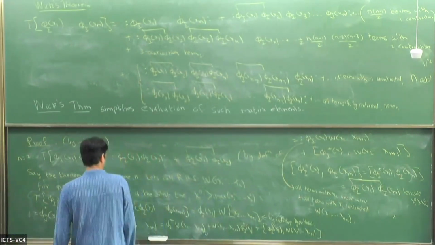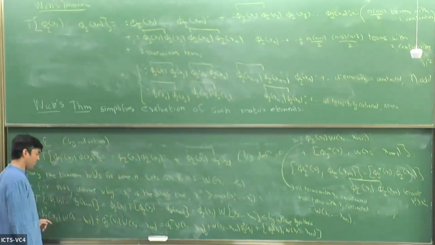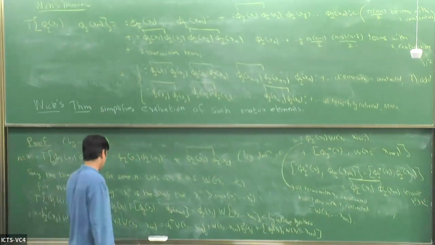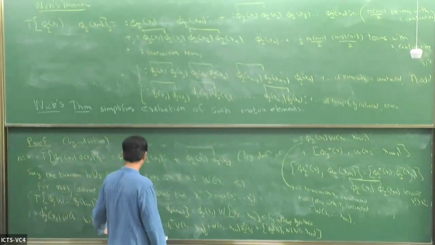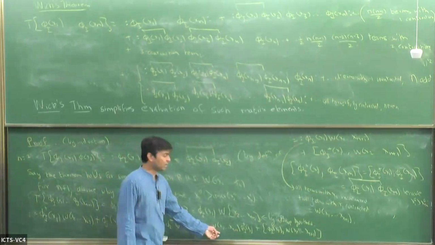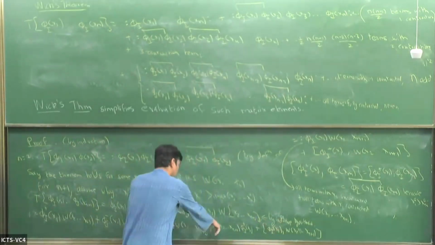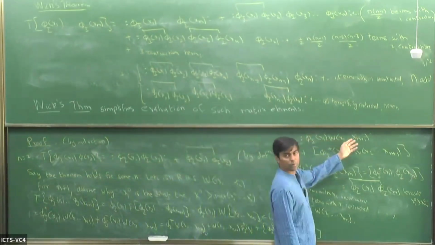Then I said, you could have written out phi I of x1 as the positive frequency part plus the negative frequency part. The negative frequency part you just keep as it is. The positive frequency part you move to the right at the cost of a commutator. Now, if you look at these two terms together, that looks like the normal ordered product of phi I with W.